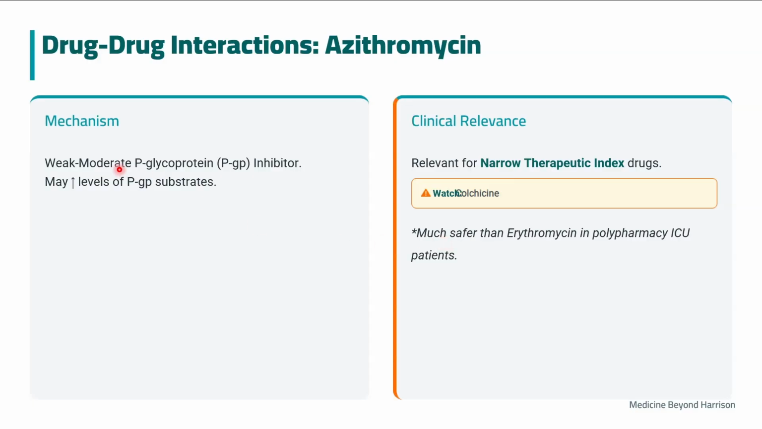Now drug-drug interactions. For azithromycin these are very weak. It is a moderate P-glycoprotein inhibitor, and may increase the level of P-gp substrates. It matters for narrow therapeutic index drugs such as colchicine. Otherwise, there is not much drug-drug interaction. It is much safer than erythromycin in polypharmacy or ICU patients.